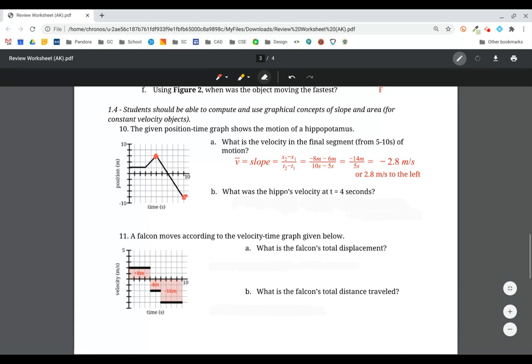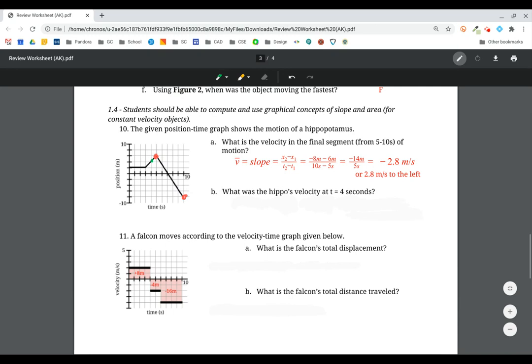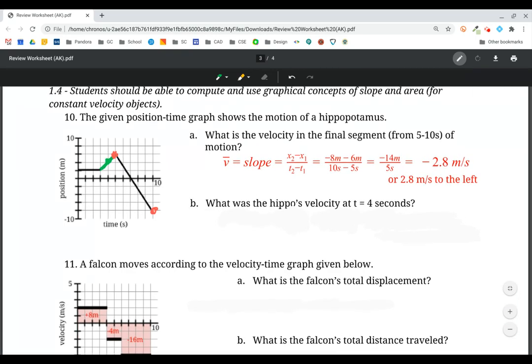For part B, it asks us what the hippo's velocity was at 4 seconds. And so at 4 seconds, we're looking at right here. But it's impossible to find the slope at one point. And so what we need to do is find the slope of the line that goes through that time of 4 seconds. So instead, we're going to be looking at the slope again. But this time, we're looking at the slope from 3 seconds to 5 seconds, because that includes 4 seconds. And we can find that slope to be a positive 2 meters per second. That positive communicates that this velocity is to the right.